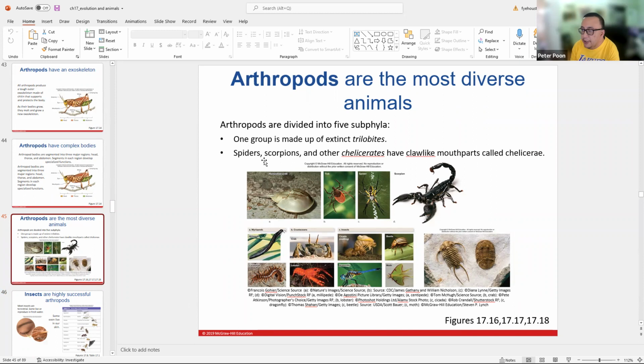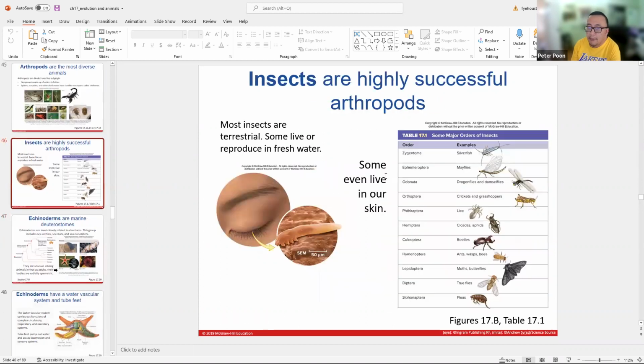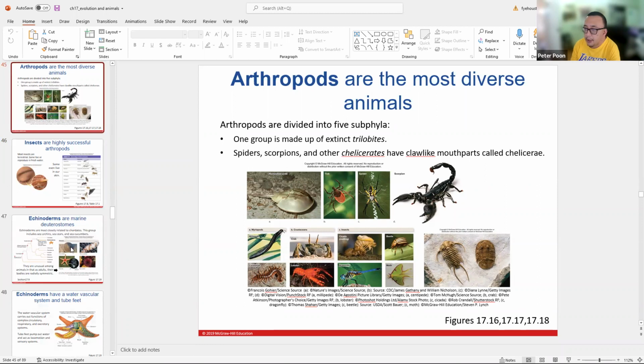Arthropods are divided into five subphyla. One group are trilobites. Scorpions, spiders, and other chelicerates have claw-like mouthparts. Spiders and scorpions. The most successful of arthropods are insects. And the other ones, these are all insects.